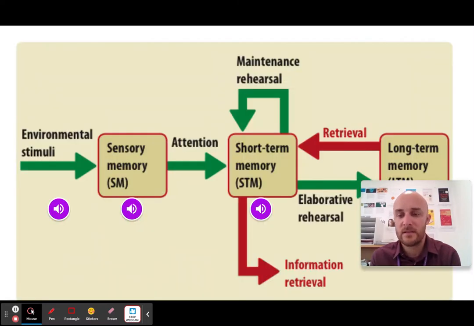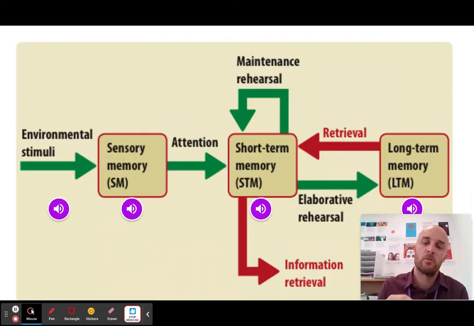So this is the multi-store model. Firstly, please make a note. This is a model of memory. It's an inference. It is an educated guess about what memory looks like based on research, because we cannot physically observe this.